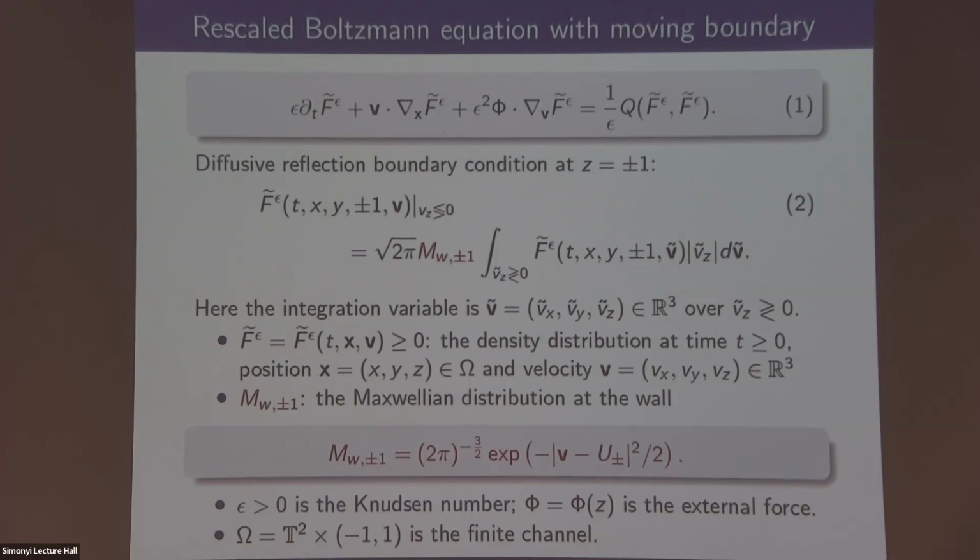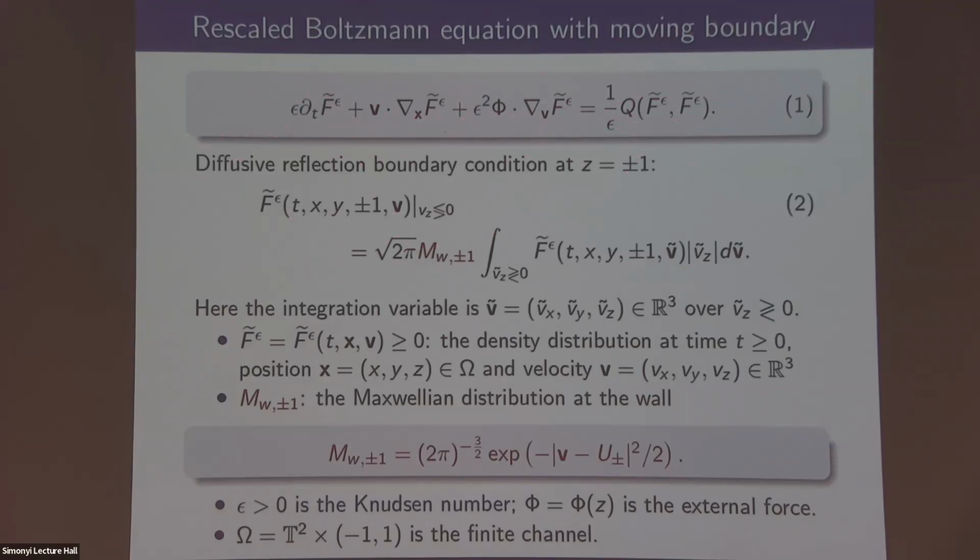Okay, so here is the rescaled Boltzmann equation with moving boundary that we're studying. The rescaling via the Knudsen number comes in terms of these epsilons: epsilon partial t f plus v dot grad x f plus epsilon squared phi grad v f equals Q(f, f). So Q is non-local, but it's quadratic, so that's why you write it with two copies of f in it. And we're going to rescale these epsilons to take the limit from the kinetic equation to the fluid equation.